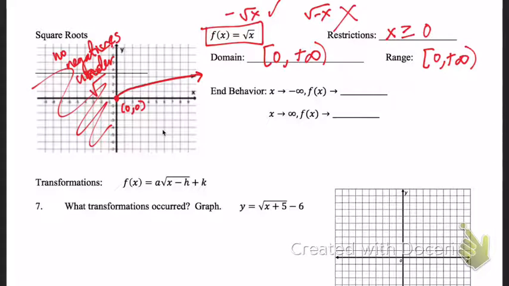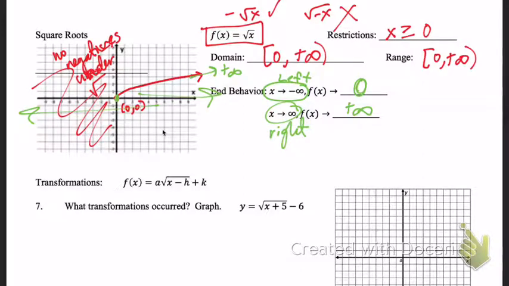Now my end behavior, so as x is going to the left, so all the way out here, where does my y stop? At 0. So it stops right here. It doesn't go out anywhere to the left. But as x is going to the right, what is happening to my y? It's going up, so it's positive infinity. So you have to think about left and right, up and down.